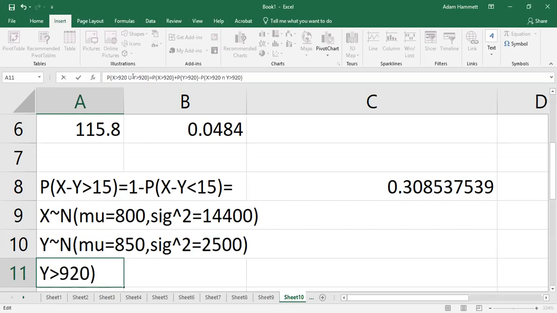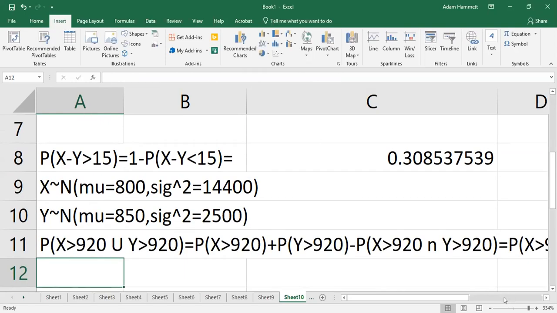But X and Y are independent, right? So the probability of the intersection of those two events is just going to be the product of those probabilities. So it's going to be the probability that X is greater than 920 plus the probability that Y is greater than 920 minus the probability that X is greater than 920 times the probability that Y is greater than 920. Make sense? Yeah.